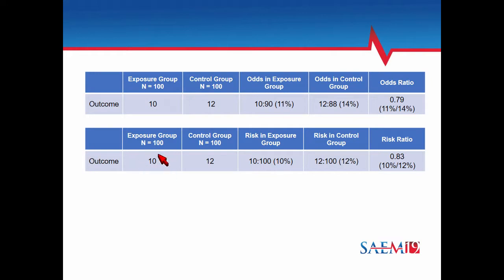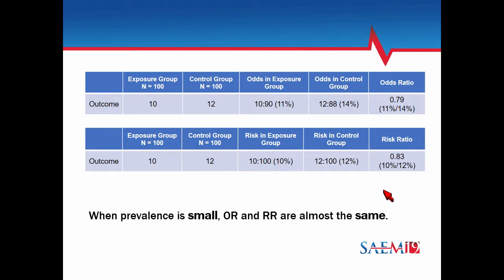For risk ratio, you have the number of events divided by total N in that group. So here, the risk will be 10%. Here, the risk will be 12%, and the risk ratio will be 10% divided by 12%, 0.83. As you can see, when the prevalence of the disease or prevalence of the outcome is small, odds ratios and relative risk are very close. As the prevalence of disease or prevalence of outcome increases, then they become different numbers.